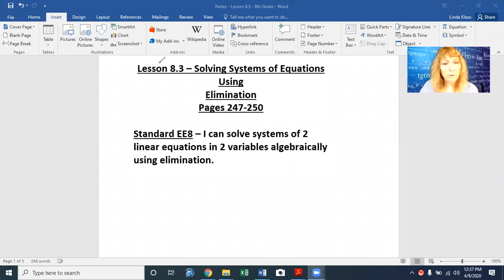Okay, I want to talk about the standard that we will be in today. We are going to be in standard EE8: I can solve systems of two linear equations in two variables algebraically using elimination. So again, pages 247 to 250.